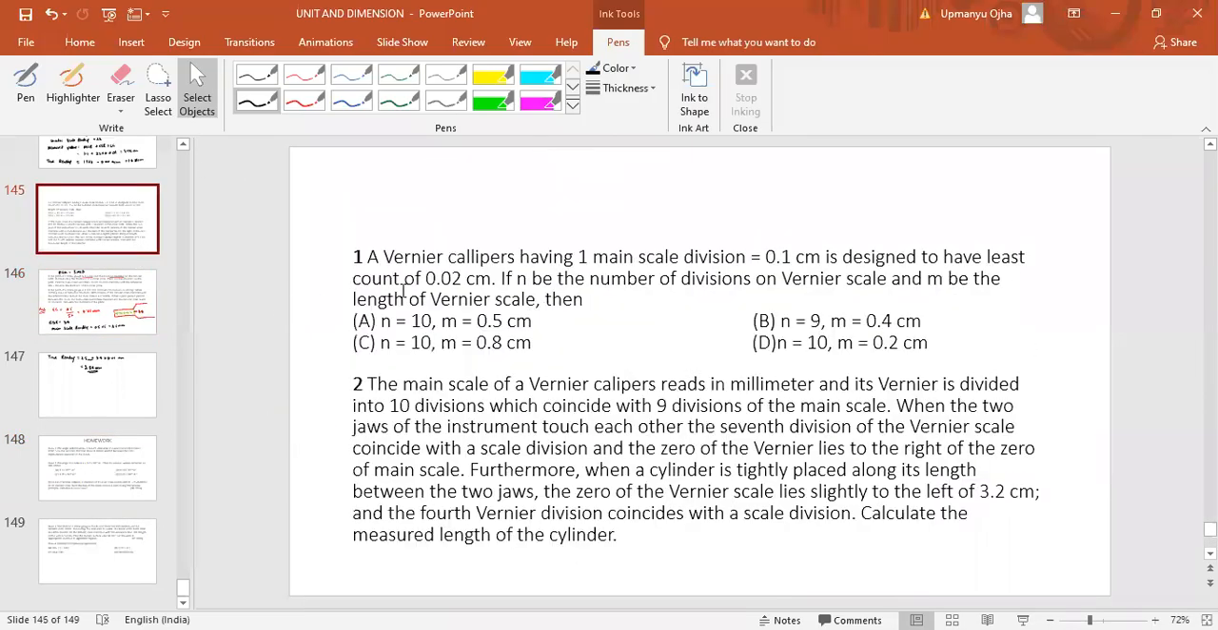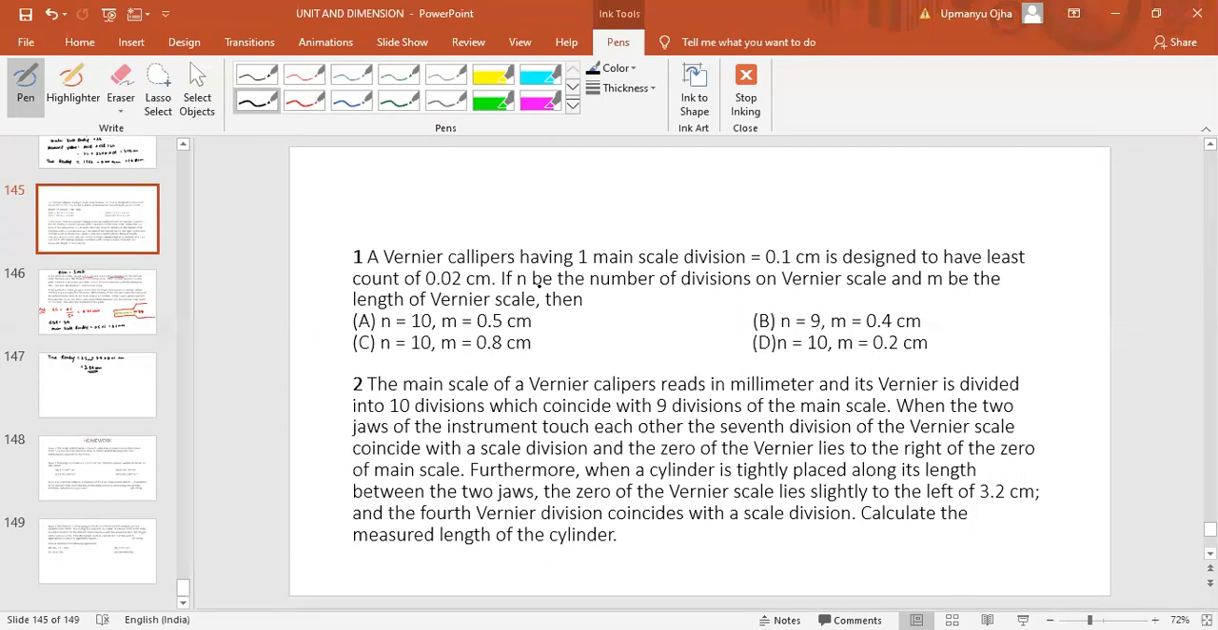This was the homework. Question number one: the vernier caliper having one main scale division as 0.1 centimeter is designed to have a least count of 0.02 centimeter. If n is the number of divisions on the vernier scale and m is the length of the division, you have to find the value of n and m.